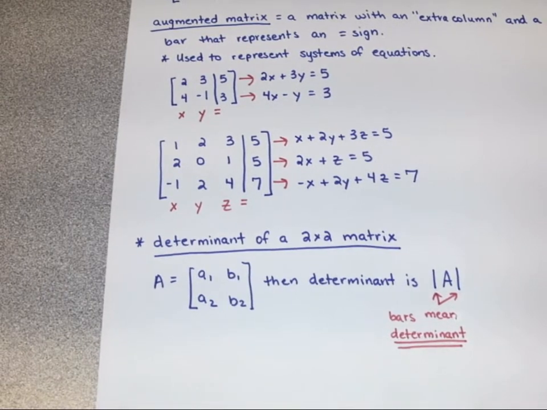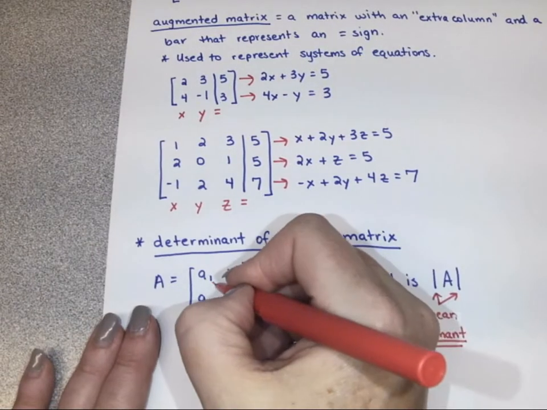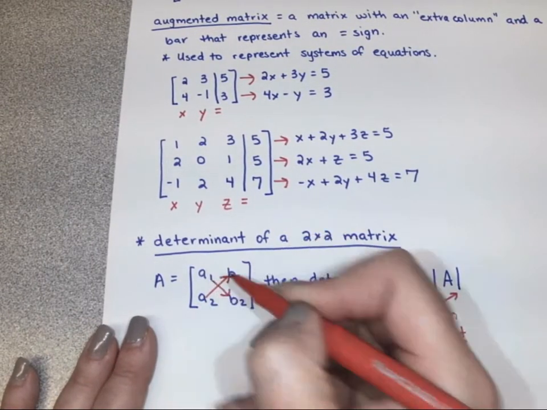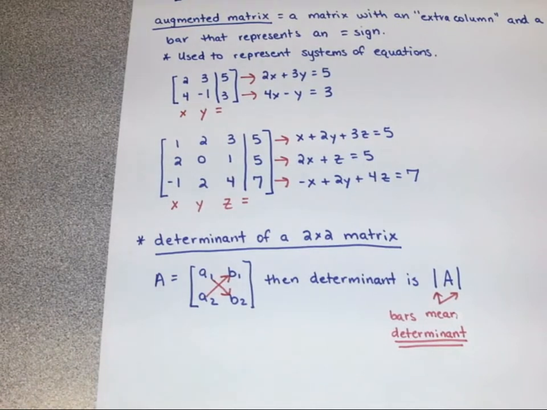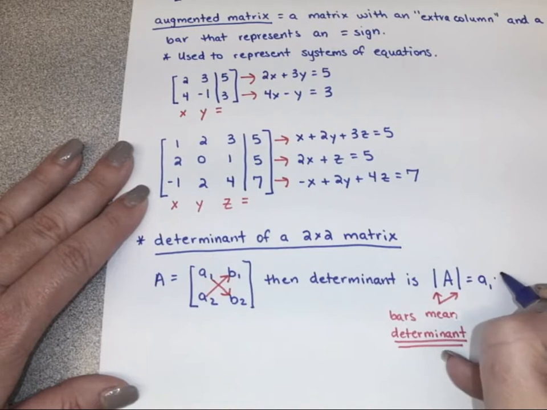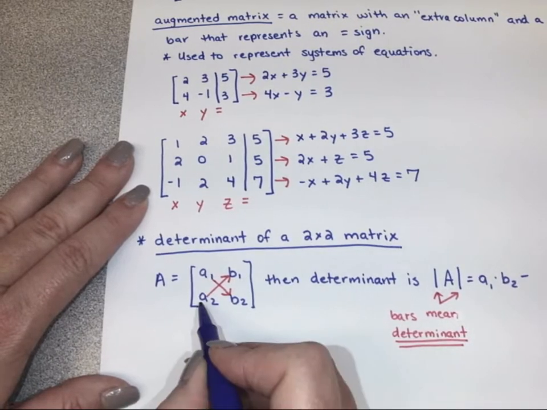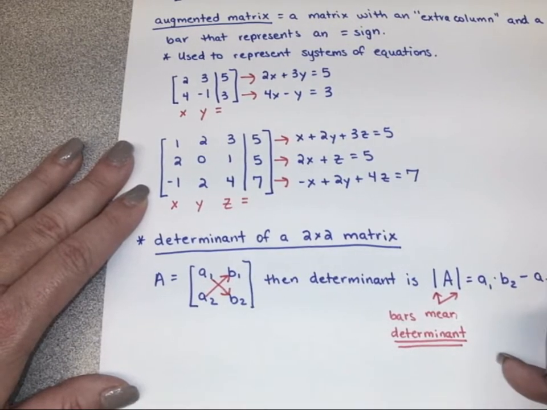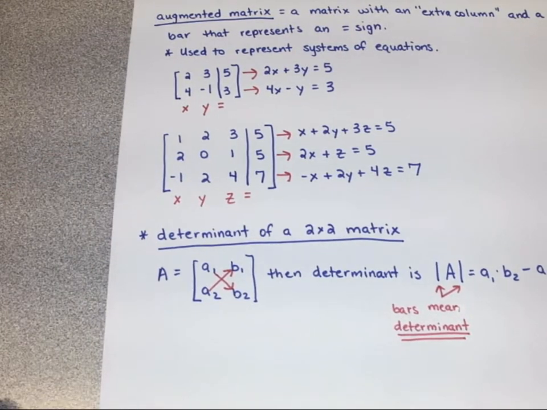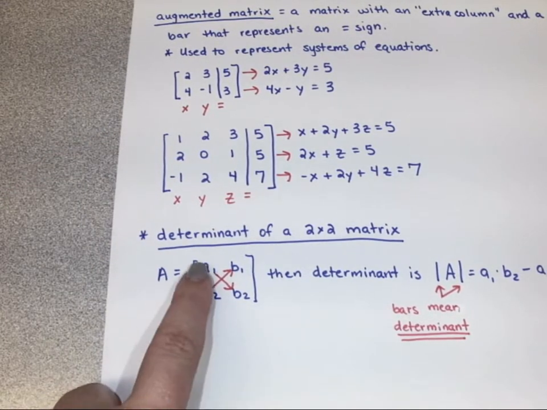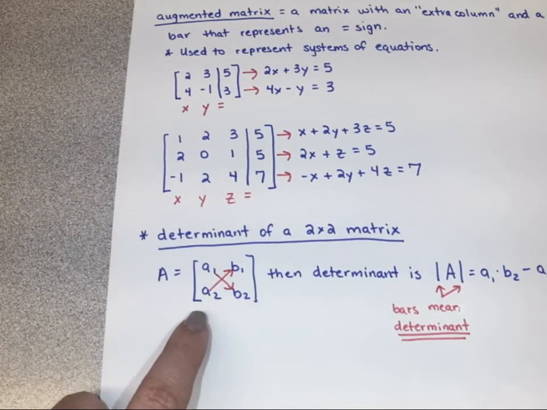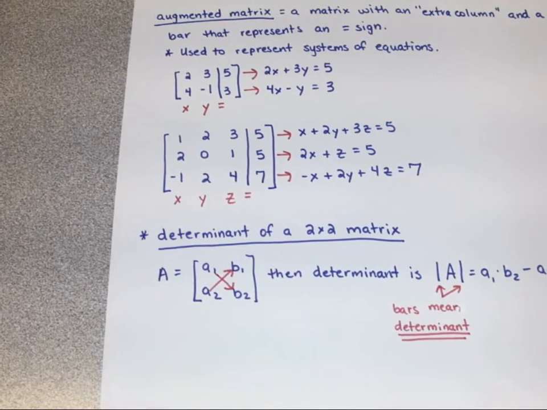And what the determinant is, it's what you get when you cross multiply down and then you subtract the cross multiplying up. So essentially it is this corner times this corner. So it's A1 times B2 minus this corner times this corner, A2 times B1. So I wouldn't suggest memorizing the letters. I would more suggest memorizing how it looks, right? Cross multiply down, subtract by cross multiplying up.